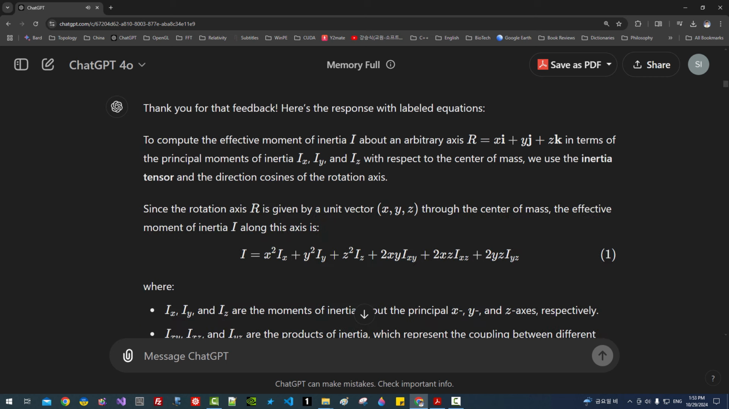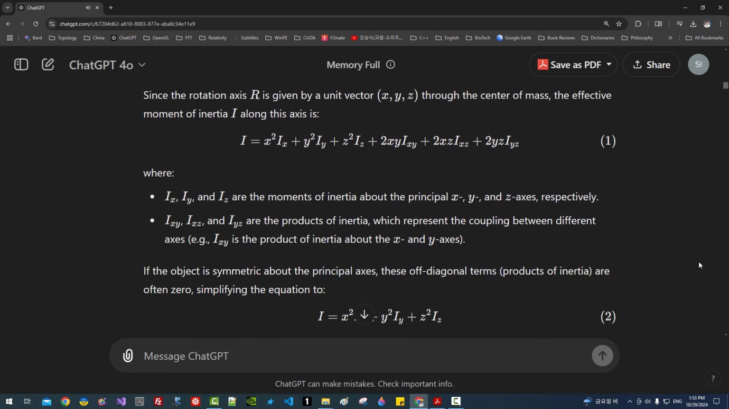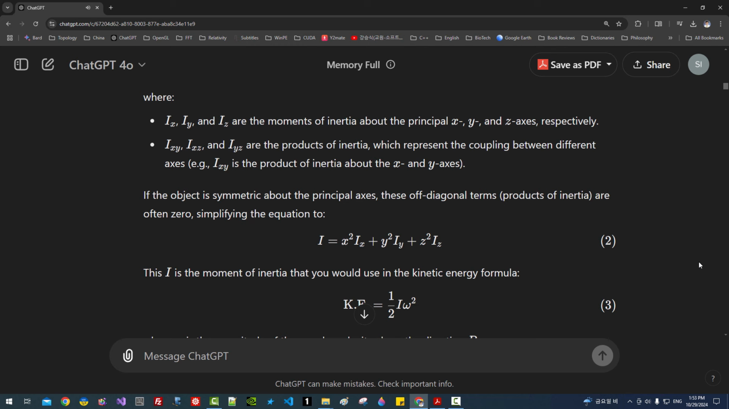Here's the response with labeled equations. To compute the effective moment of inertia about an arbitrary axis, r = xi + yj + zk, in terms of the principal moments of inertia Ix, Iy, and Iz with respect to the center of mass, we use the inertia tensor and the direction cosines of the rotation axis. Since the rotation axis r is given by a unit vector (x, y, z) through the center of mass, the effective moment of inertia I along this axis is I = x²Ix + y²Iy + z²Iz + 2xyIxy + 2xzIxz + 2yzIyz (1), where Ix, Iy, and Iz are the moments of inertia about the principal x, y, and z axes respectively.